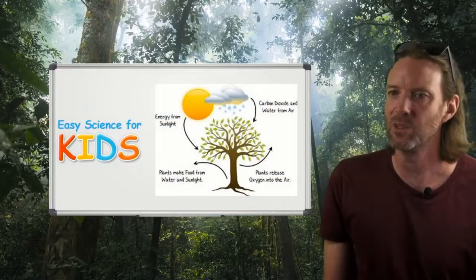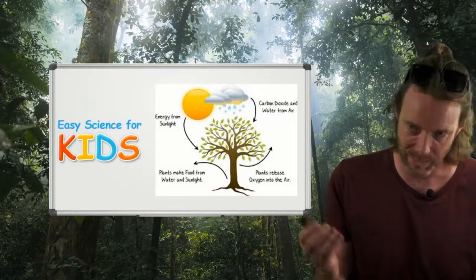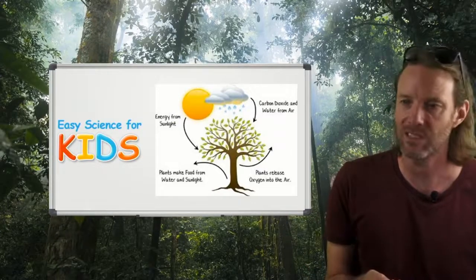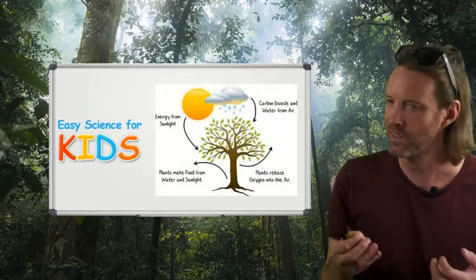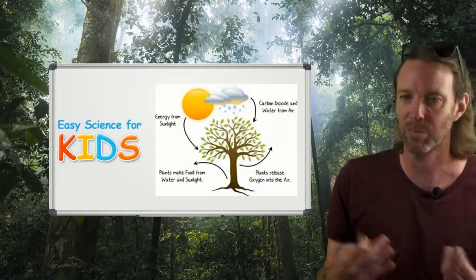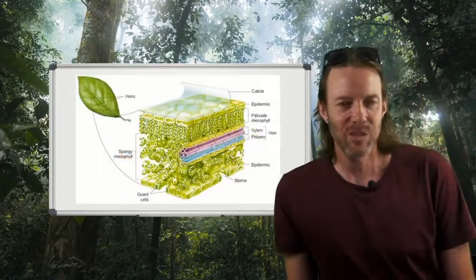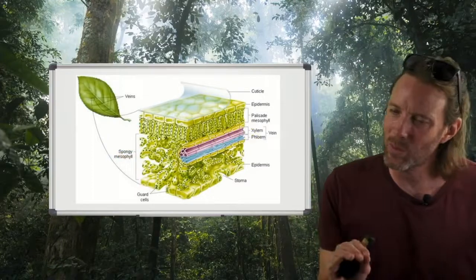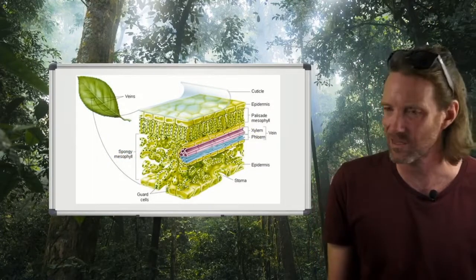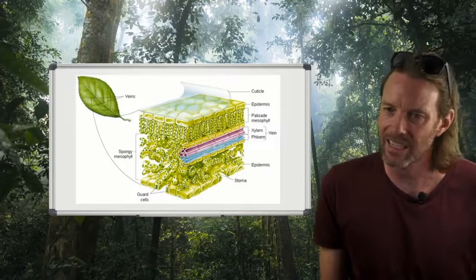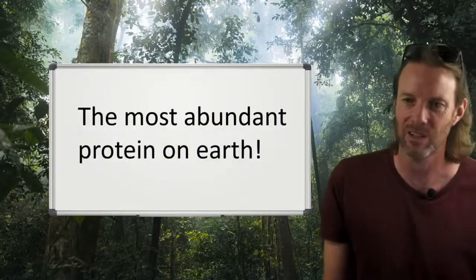So everyone already knows about photosynthesis. Energy comes from sunlight, carbon dioxide and water come from the air, and the plants turn that into sugars, which is what they use for food. They then use those sugars to create more plants, things that compose plants. If you zoom way in on those leaves, you see where the photosynthesis actually occurs. Those little green dots are chloroplasts, and inside those green dots is the most abundant protein on Earth.